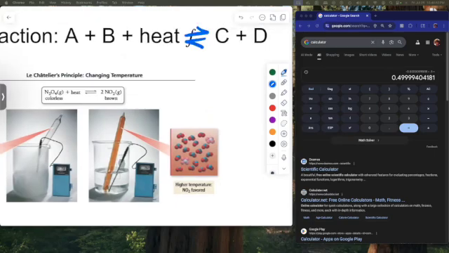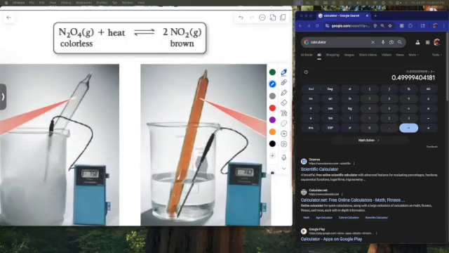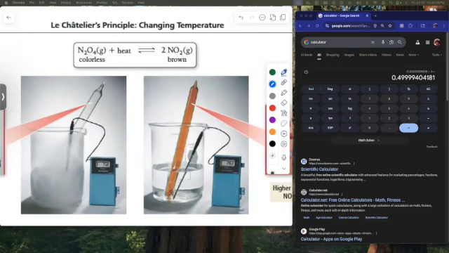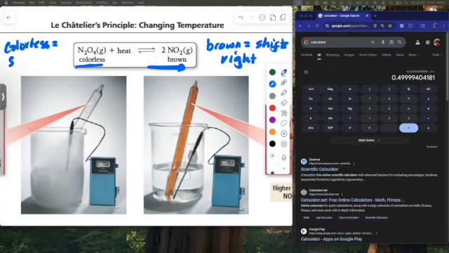In this case here, we have an endothermic reaction. How do we know? Well, if the reaction shifts to the right, we will see more brown. So brown is the same thing as shifts right. And then more colorless is the same thing as shifts left, because the chemical on the left side, when it's formed, is more colorless.